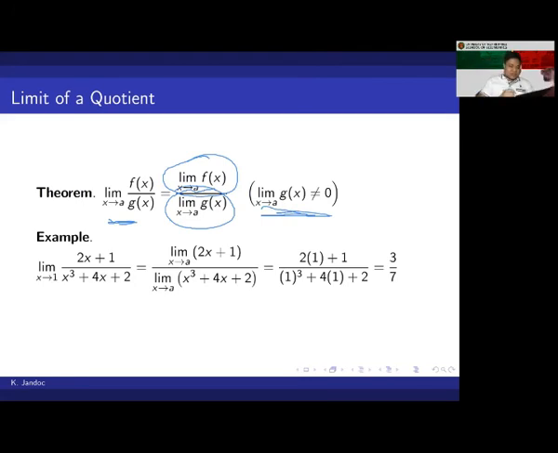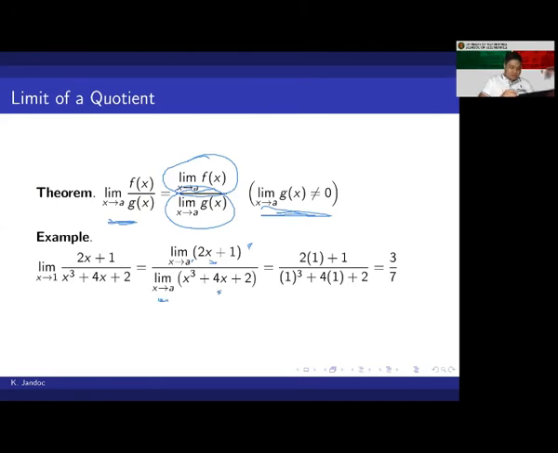Okay, so as an example, you have this as your f of x, 2x plus 1, and this as your g of x, x cubed plus 4x plus 2. So what does the theorem say? The theorem says that this limit can be obtained by taking the limit of the numerator as x approaches a, so the limit of 2x plus 1 as x approaches a, then you divide that by the limit of the denominator as x approaches a.